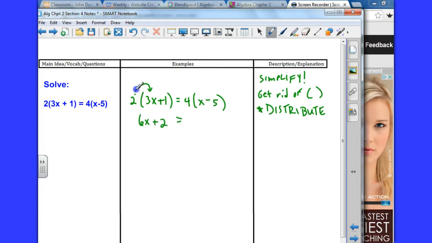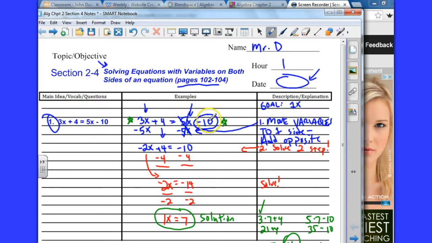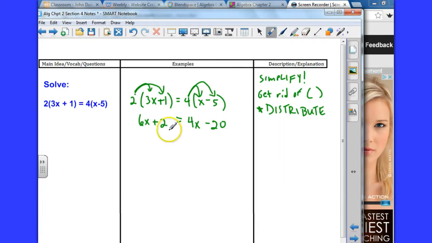And then I'm going to, I did that right there, finish my arrows. And then I'm going to take 4 times x is 4x, minus 4 times 5 is 20. Look what you have there. Does that look familiar? It should. It should look like what's on the top of your page. It looks just like this question at the very top of your page. You have variables on both sides. So what are we going to do now? Move the variables.